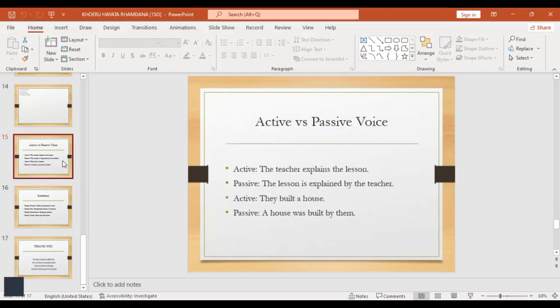Active versus passive voice. Active: the teacher explained the lesson. Passive: the lesson is explained by the teacher. Active: they built a house. Passive: a house was built by them.